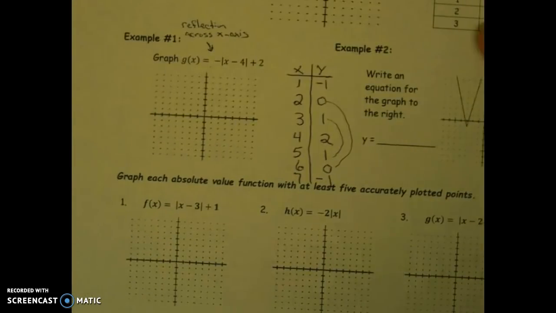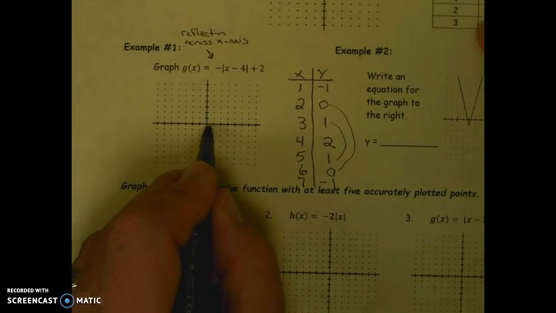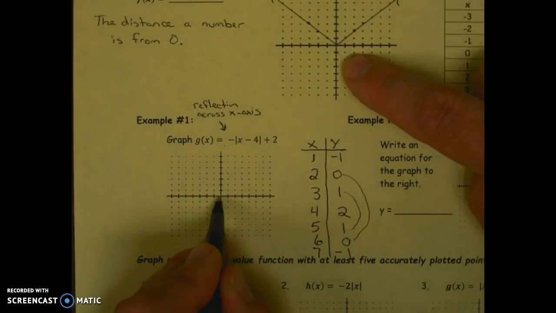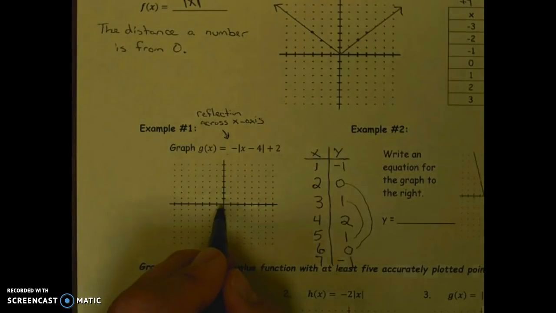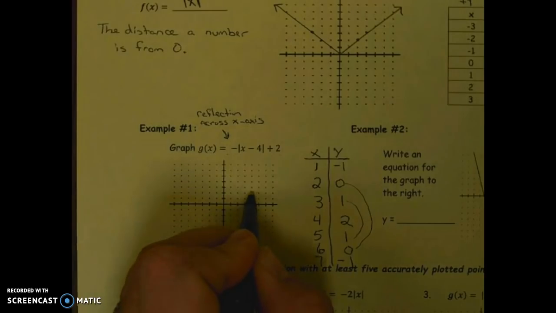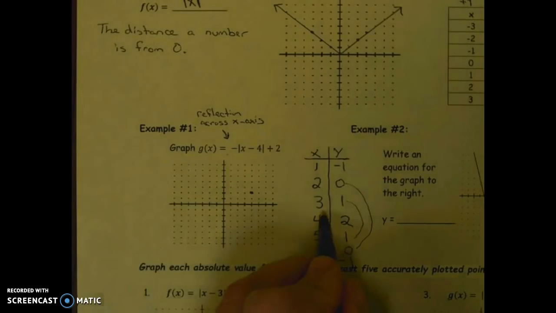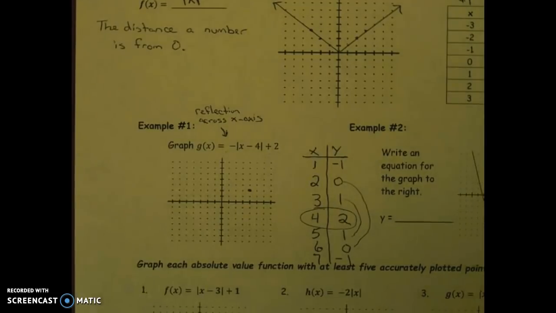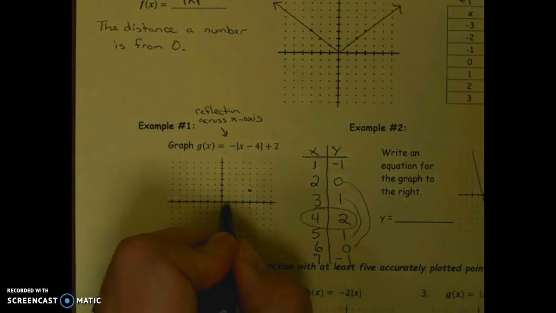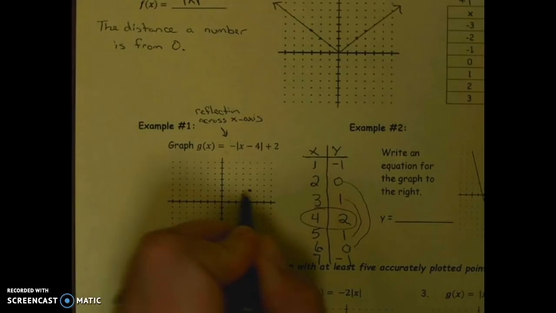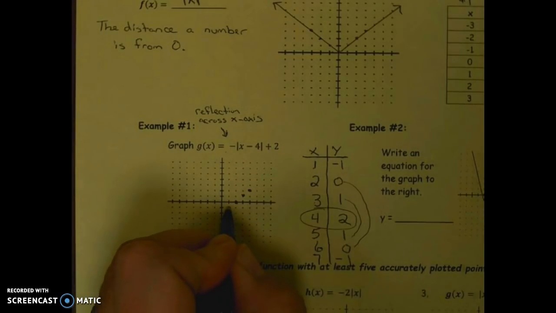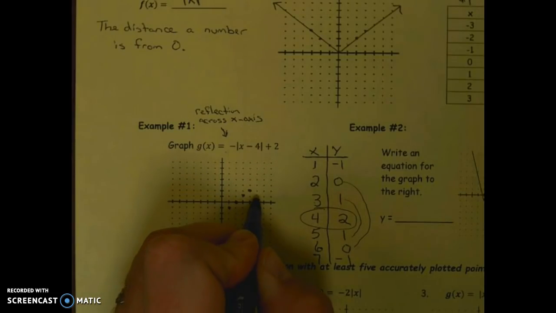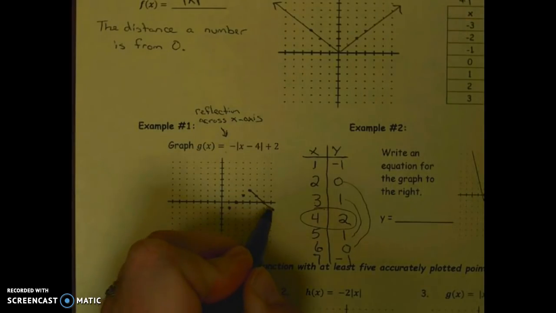Okay, so let's go ahead and plot these points. So the parent got translated 4 units to the right, 1, 2, 3, 4, and 2 units up, 1, 2. So there's 4, 2. Okay, 3, 1, 2, 0, 1, -1, and it's going to be symmetrical, so it's going to do the same thing on the other side. Remember, it's going to make a V.